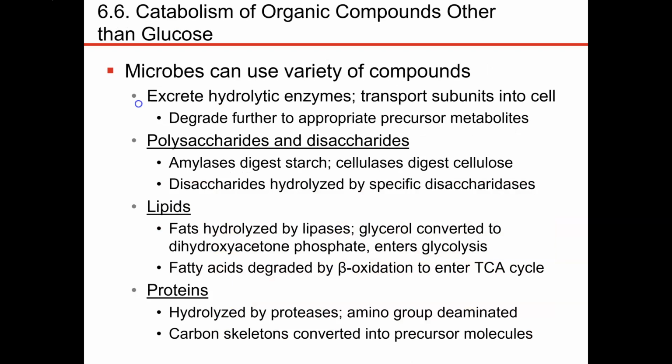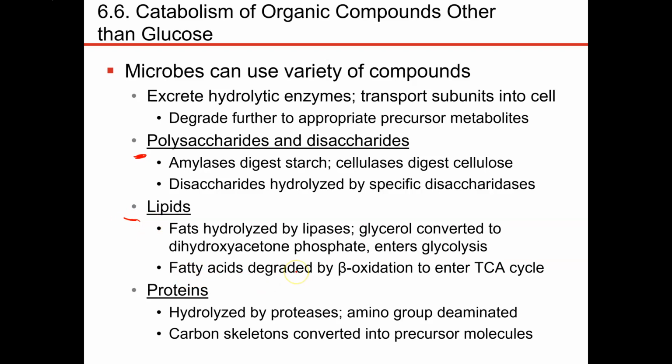So thus far, we've talked about glucose, but we can use other materials to produce ATP. Just like our cells, we use glucose as our primary source of energy, but we can use fats as an alternate energy source to produce ATP. So can microorganisms. So in this case, we can take polysaccharides and break them down into structures that are usable by the cells. They can use lipids in this way.